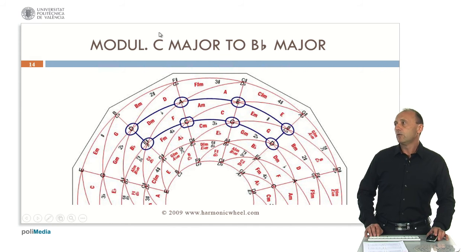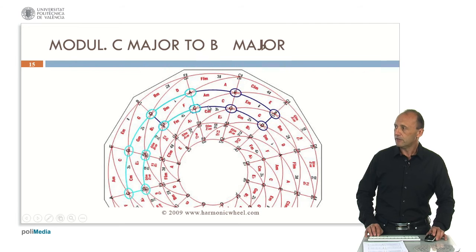If we want to modulate from C major to B flat major, we can observe that here we have the tonic C and here we have the tonic B flat, that is 2 steps to the left of C. So the chords belonging to the B flat major are these ones. Only the 2 chords D minor and F major belong to both keys.